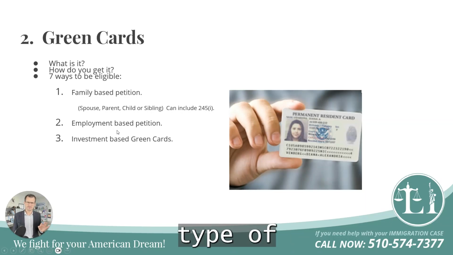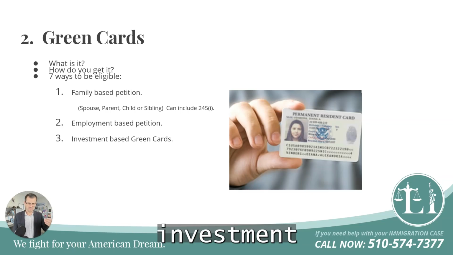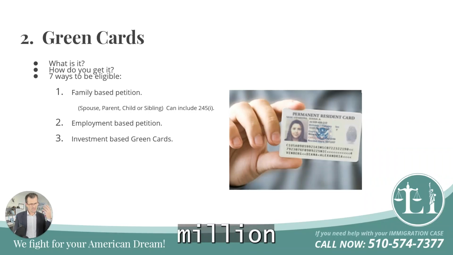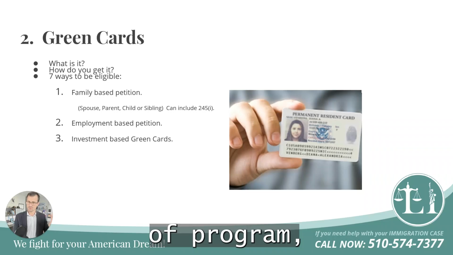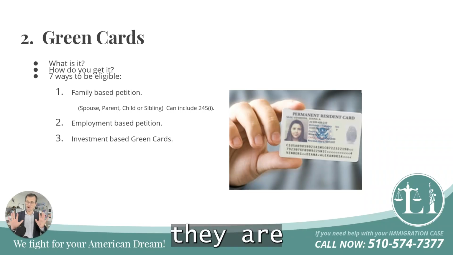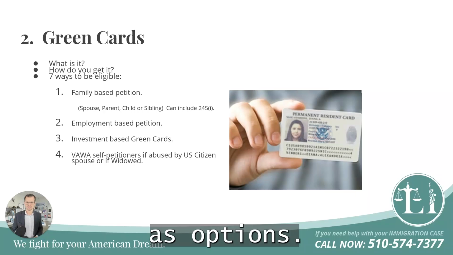Okay? The third type of option are investment-based green cards. We call it the EB-5 program, or even the Trump administration's new gold card program. These are investment-based green cards. If you have $1 million to invest, just cash, and you can employ 10 U.S. workers for 2 years, right? Then you can qualify for a green card through the EB-5 program. And there are exceptions depending on where you're applying, all right, where you can even have a reduced amount. And you can speak with immigration lawyers that do that type of program, which is not what my office does, but they are options, and I want to include them as options, all right?